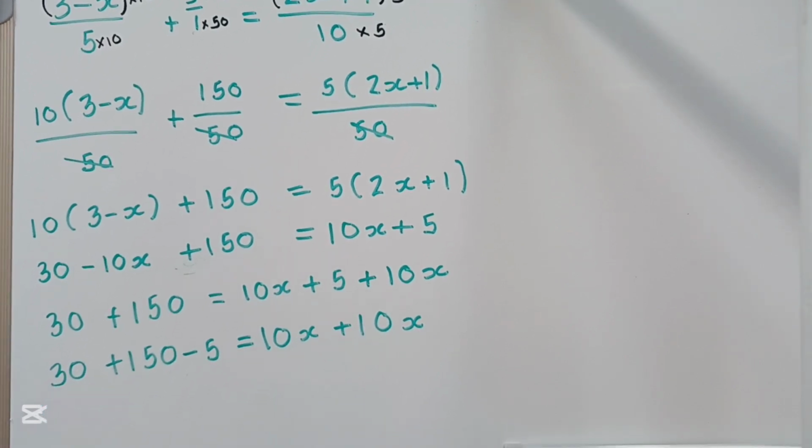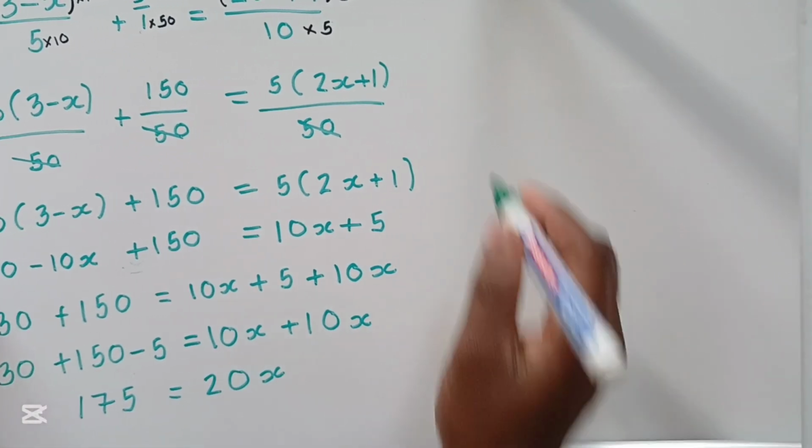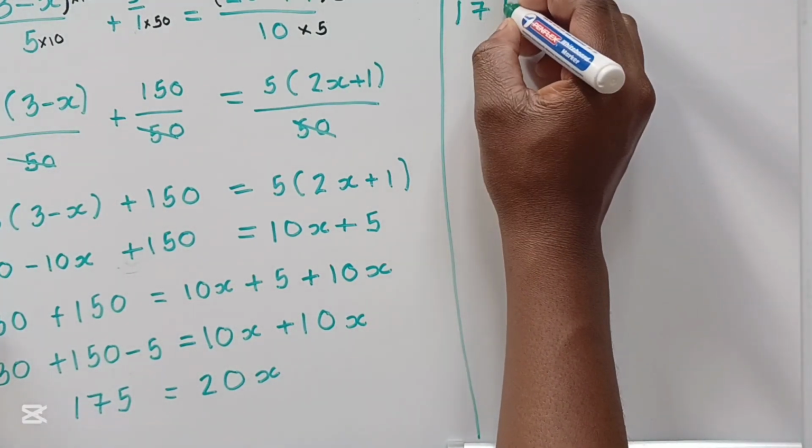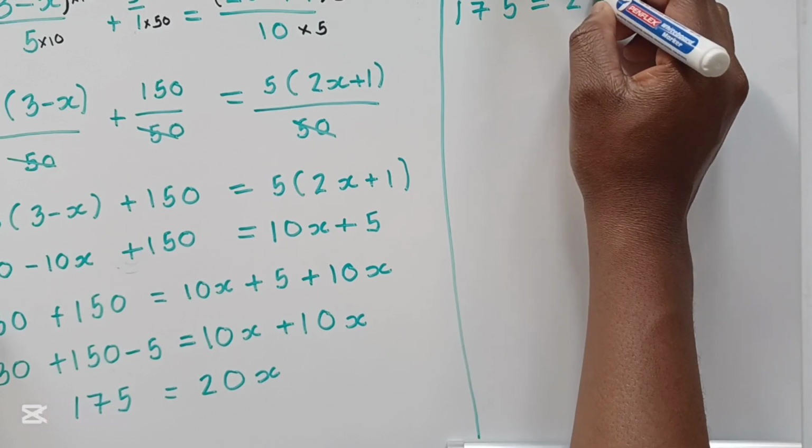Okay, next, since this side we have like terms and this side we have like terms, we can solve them. So we have 30 plus 150 minus 5, we are getting 175, and then 10x plus 10x will give you 20x. We are not done yet. We need to still isolate our unknown variable.